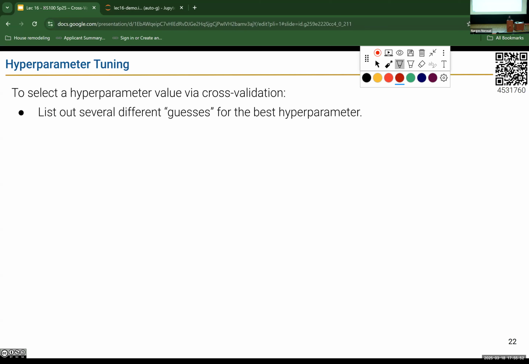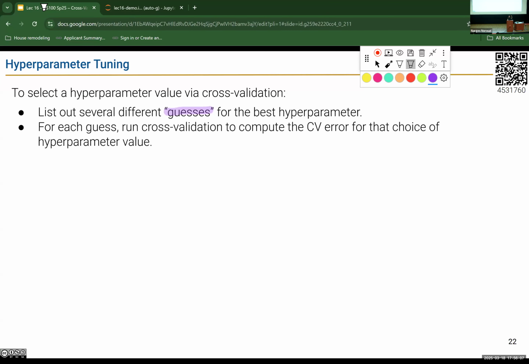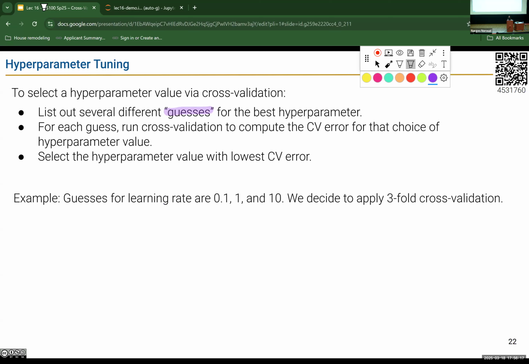So again, in all of these cases, what we would do is say, okay, I'm going to go ahead and have some guesses. In the case of learning rate, I was giving you the example of 0.1 and 0.01. You're going to have all of those guesses. You're going to run cross-validation for each one of those guesses. Remember the cross-validation error, and then select the hyperparameter with the lowest cross-validation error, and that will be your selection, and then you will move on.